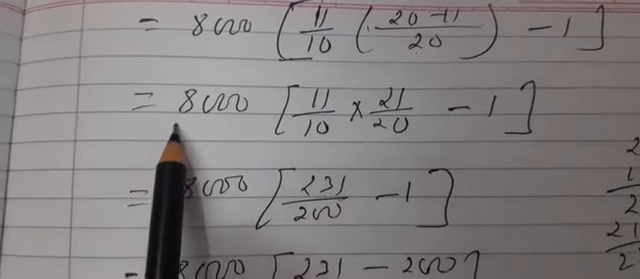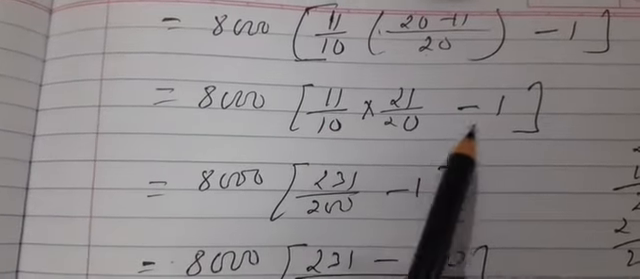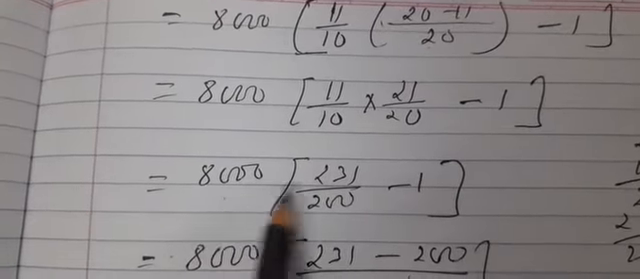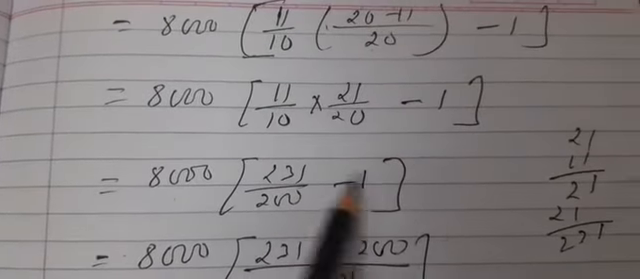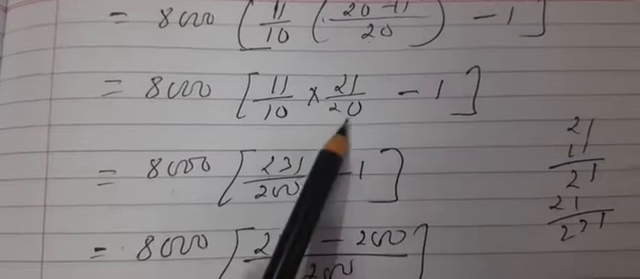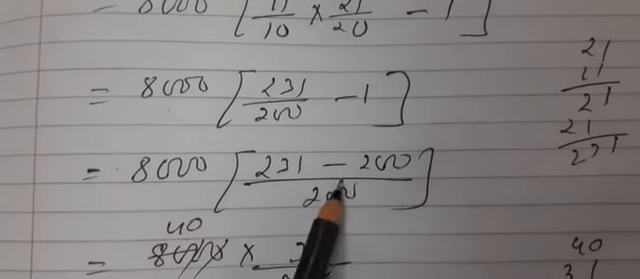Simple calculation we are doing now. 8,000, then within bracket 11 by 10 into 21 by 20 minus 1. Then 8,000, when we multiply 21 into 11, I have shown here. This will be 231. So this is 231 upon 10 into 20, 200, minus 1. And again taken LCM 200. This is 231 minus 200.